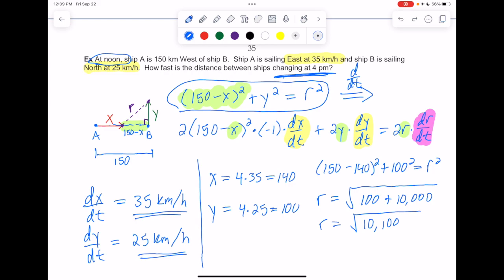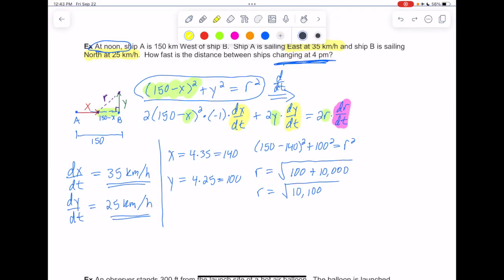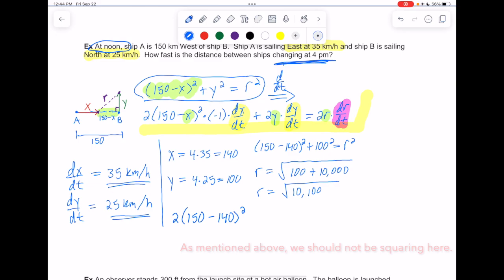All right, so now we know a value of r, and we already knew the x and the y, and we've got the rates of change with respect to t. So now we can plug all of this in and solve for dr/dt. What we still have left to do is to take all the pieces and plug into the equation that has dr/dt in it. Working from left to right, we start off with 2 times (150 minus x), which is 140, times negative 1 times dx/dt, which is 35. Moving on to the next term, plus 2 times y, so 2 times 100 times dy/dt, which is 25.